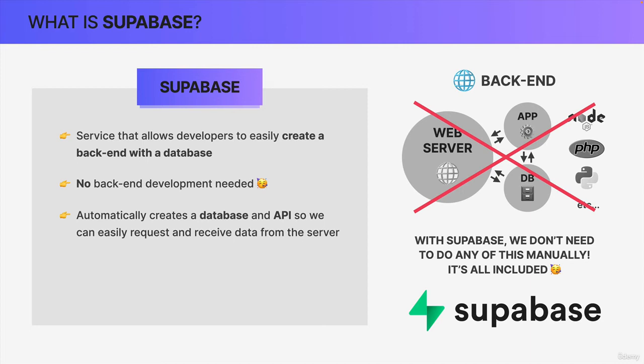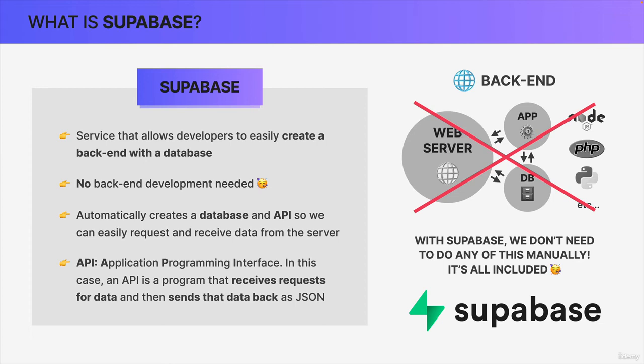It's all extremely simple. Let me just clarify what the term API means, as you will hear it in web development all the time. So API stands for Application Programming Interface. APIs are used everywhere in software development, not just on the web. But in the case of managing data on servers, an API is basically a program that receives requests for data, gets that data from a database, and then sends the data back as JSON. And JSON is this very common data format that we use in APIs, similar to objects in JavaScript.